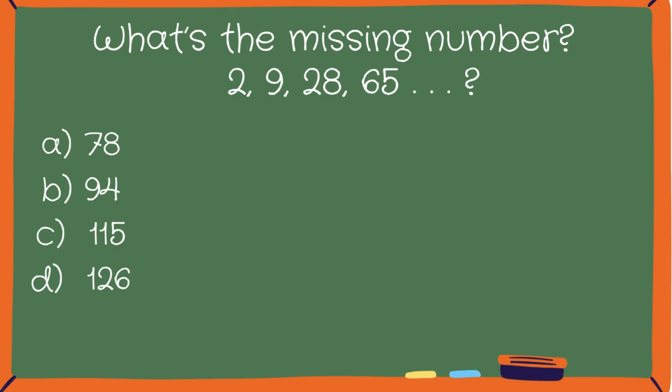What is the missing number in this sequence? Look at the sequence: 2, 9, 28, and 65. What we need to find is the next number. Here are some options: A, 78; B, 94; C, 115; and D, 126. Which number completes this sequence?